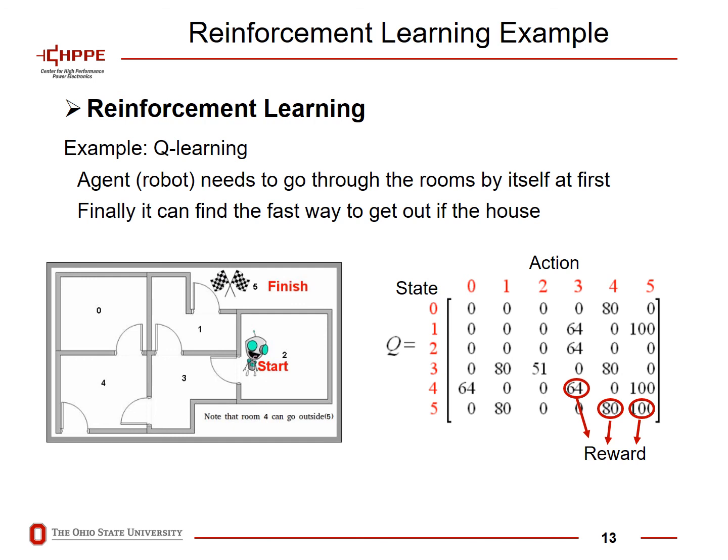The Q table will basically tell the robot what to do in the future. So to tell the robot to take the action with the highest reward value, in this case, it'll get out of the house in the quickest way.